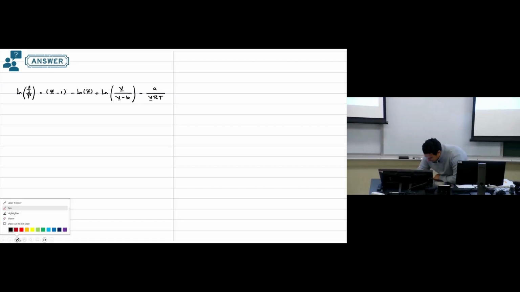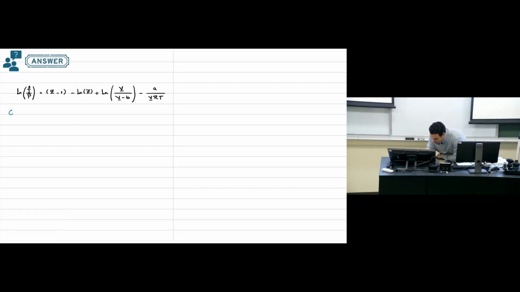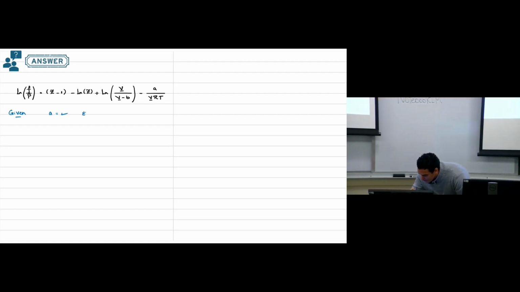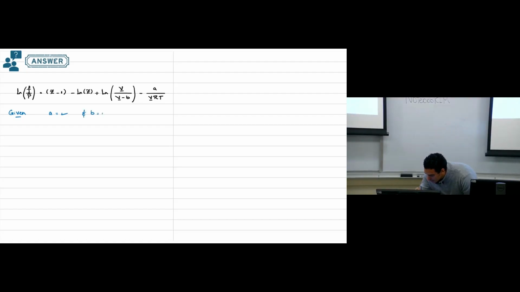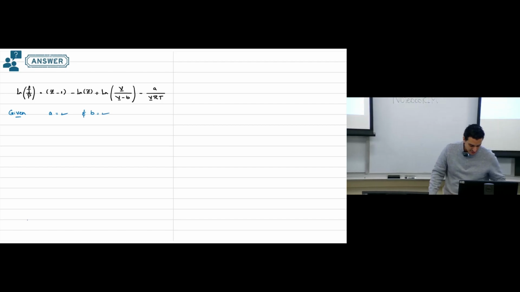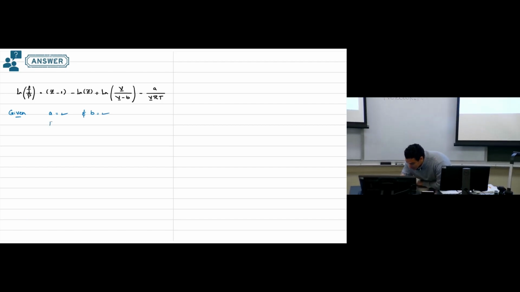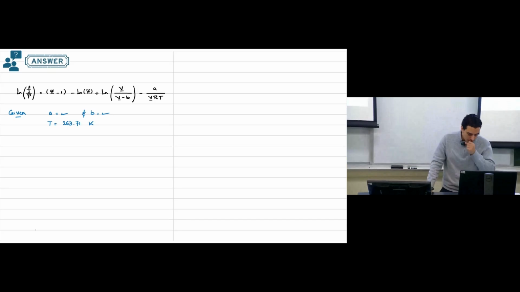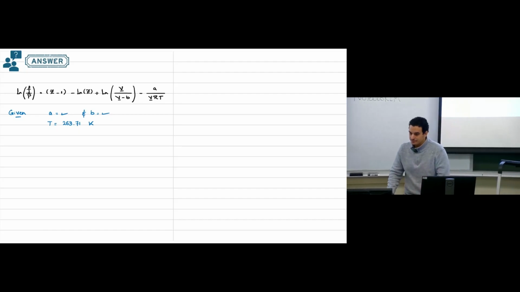So what is the given information we have? We have the value of A. This is given in the SI system. We have the value of B. This is also given in the SI system. We have temperature. This is given as 263.71 Kelvin. This is the temperature at which I need to calculate the saturation pressure.